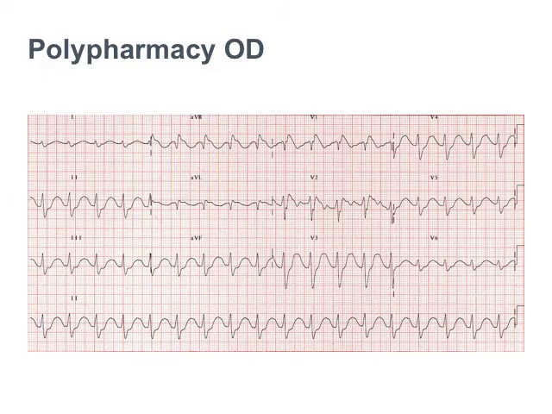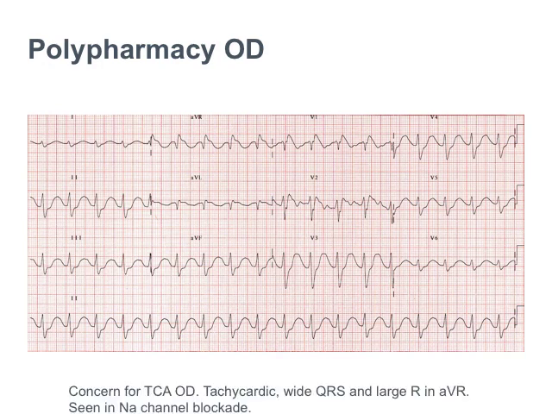Similarly, you pick up a polypharmacy overdose and get this ECG. So take a moment and have a look. Similarly, this has all the signs of sodium channel blockade and is going to be worrisome for a tricyclic overdose. In this case, tachycardic, just like the other one, has that large R wave in aVR. Remember, nothing good comes out of a big R wave in aVR. And in this case, the QRS is actually widening out, and that's certainly, again, super worrisome for tricyclics.